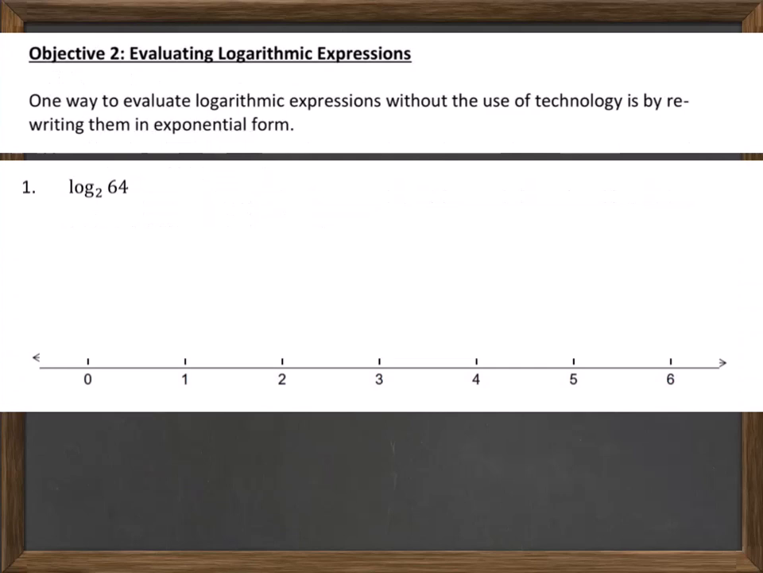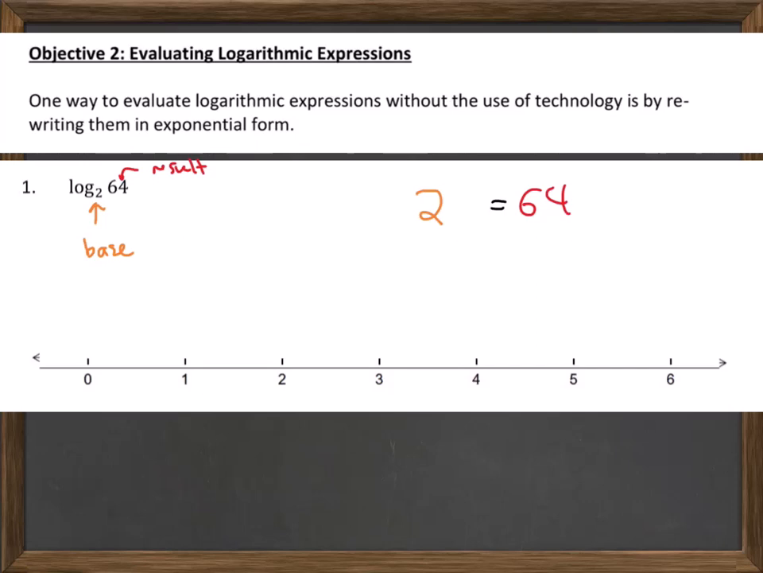So one way to evaluate logarithmic expressions without the use of technology is by rewriting them in exponential form. So let's practice doing that. So remember, this number down here is our base. So when we write this in exponential form, 2 is going to become our base. Then what is 64? Well, 64 is the result. So 64, if you recall, goes on the other side of the equal sign.